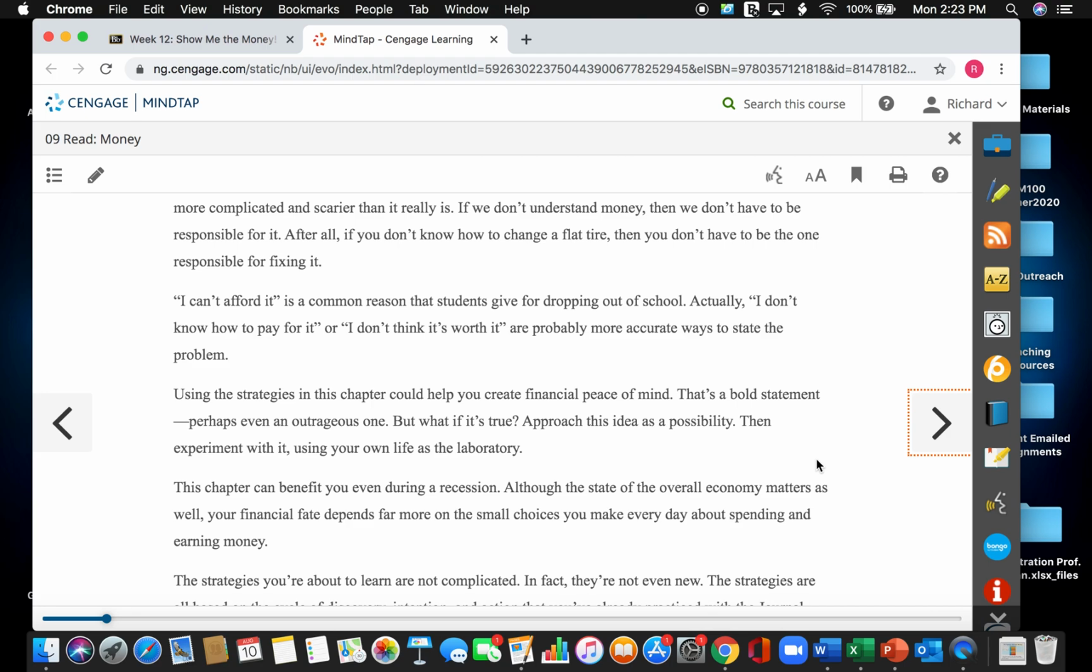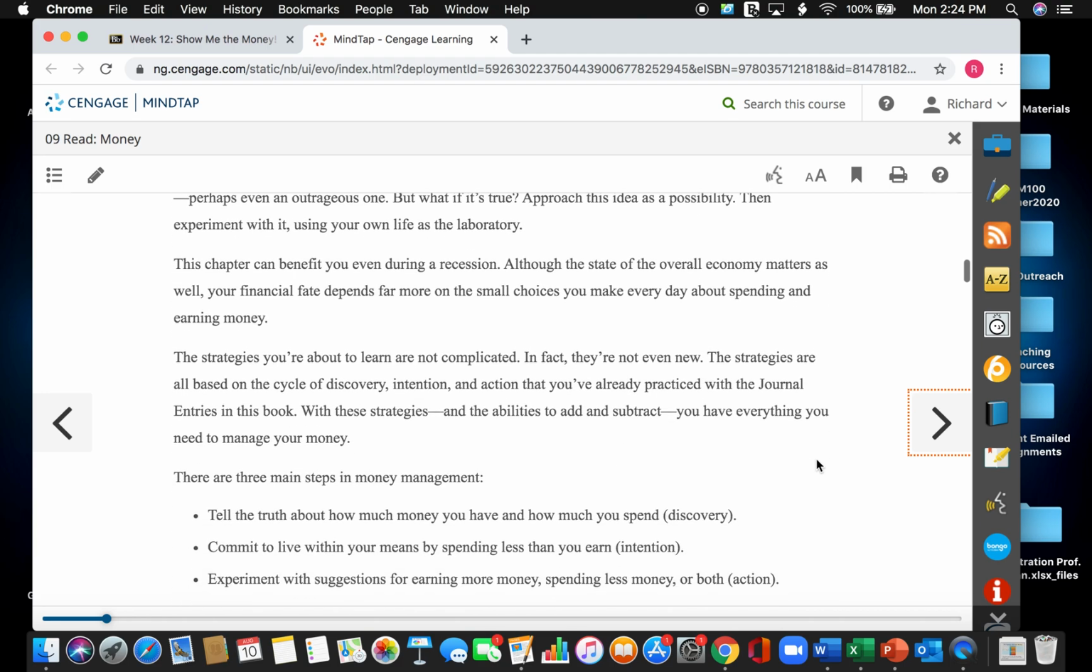Using the strategies in this chapter could help you create financial peace of mind. That's a bold statement, perhaps even an outrageous one. But what if it's true? Approach this idea as a possibility, then experiment with it using your own life as the laboratory. This chapter can benefit you even during a recession. Although the state of the overall economy matters as well, your financial fate depends far more on the small choices you make every day about spending and earning money.